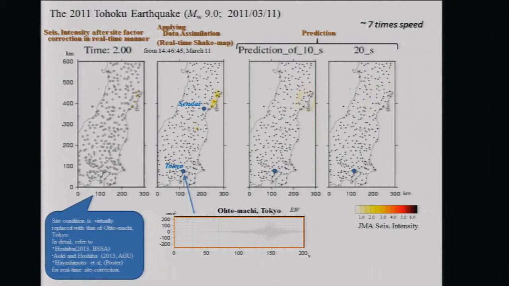From this input, we applied data assimilation, and we obtain a real-time shake map, and then we predict the 10-second later situation and the 20-second later situation. So I will show this example.